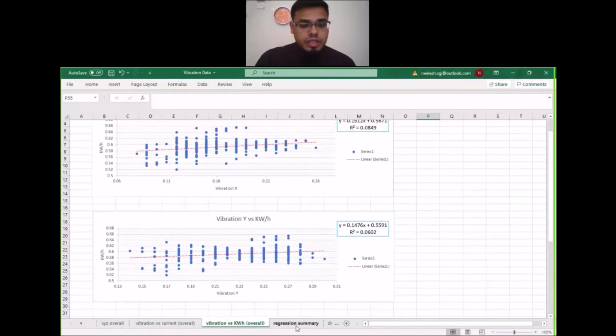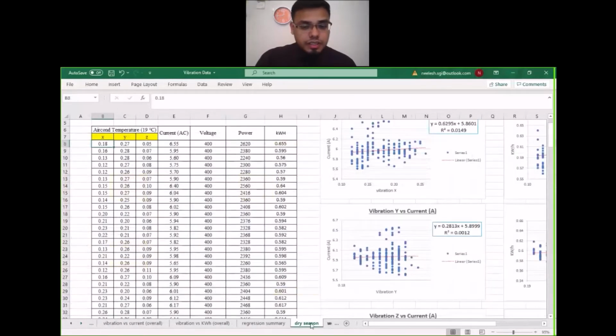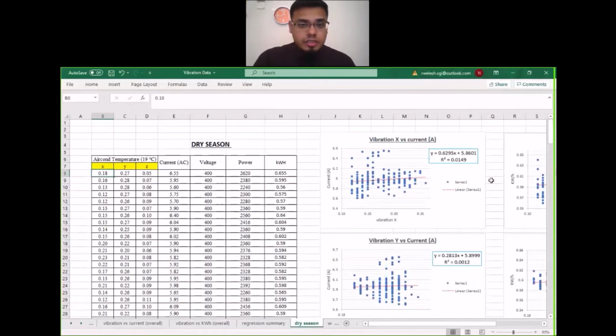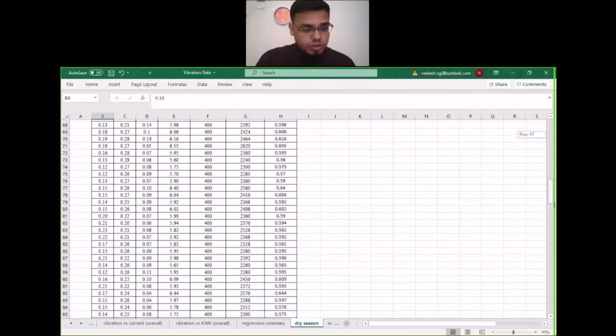But then I separated the data I collected into dry season and wet season. The prediction will be more precise if we predict with dry season and wet season. I collected around 200 data points for the dry season.